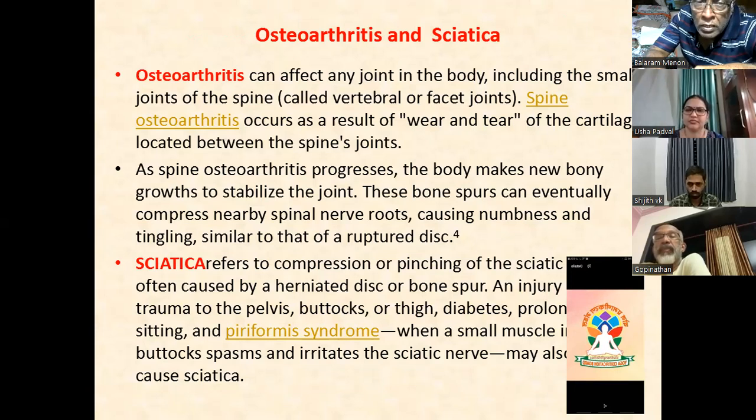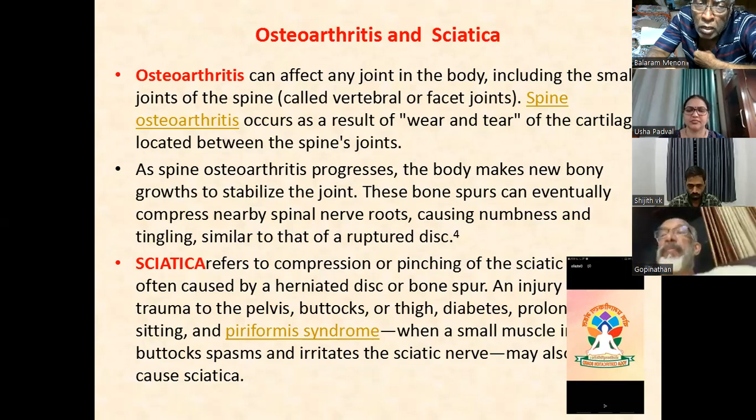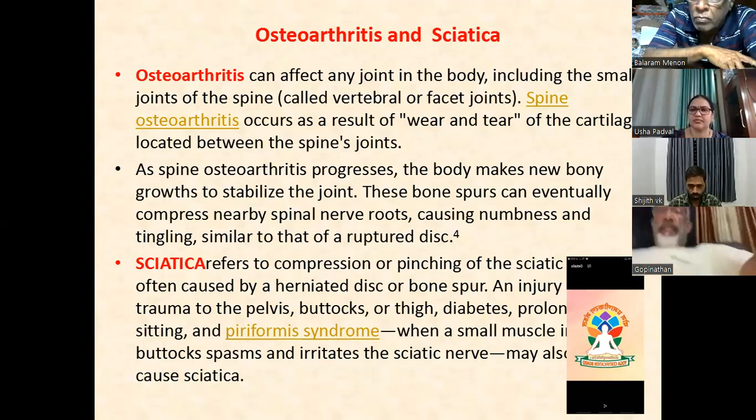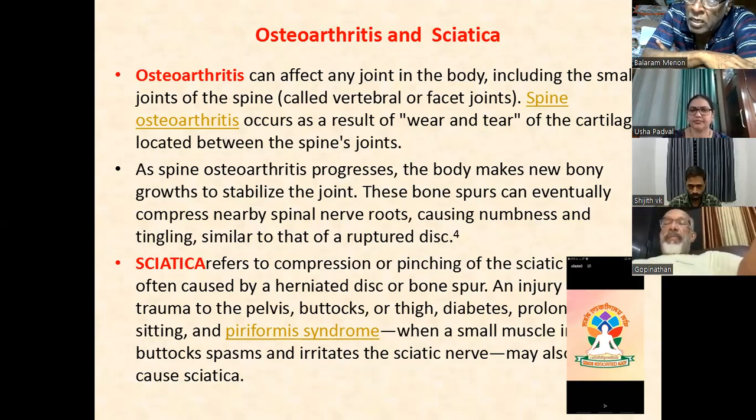Sciatica, everybody knows, refers to compression or pinching of the sciatic nerve, often caused by a herniated disc or a bone spur. An injury or trauma to the pelvis, buttocks or thighs, diabetes, prolonged sitting, and piriformis syndrome, when a small muscle in the buttock spasms and irritates the sciatic nerve, may also cause sciatica. The sciatic nerve is the biggest nerve in the body, running from the pelvic region to the leg.